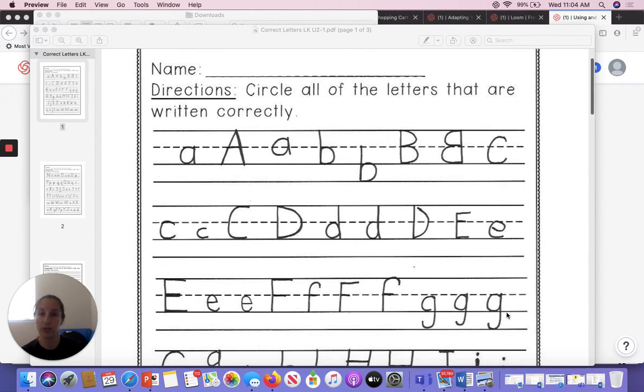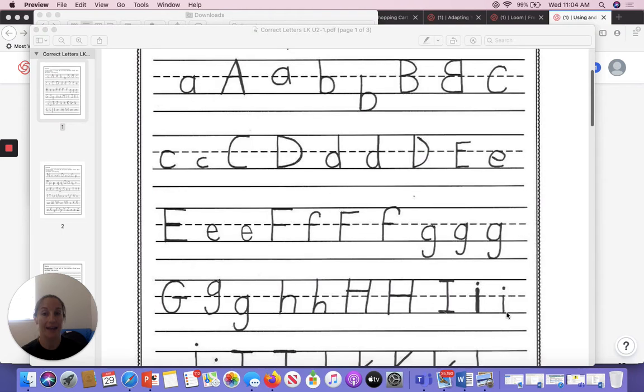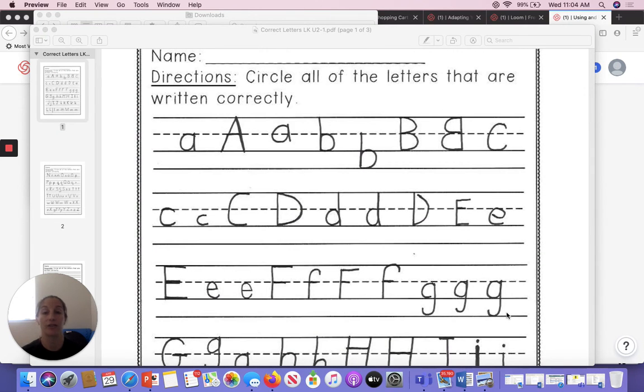So on the first 2 pages, you're going to look at the letters and you're going to have your students circle all of the letters that are written correctly. You want to make sure that you circle the uppercase and the lowercase letters. So for example, this first one here is written correctly. It's formed properly and it's touching the right lines.